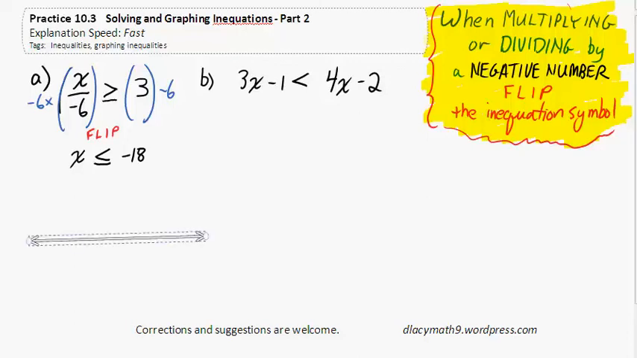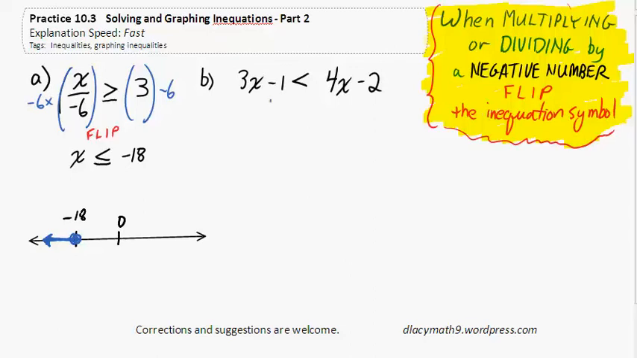The graph is quite straightforward. 0, somewhere, let's just call that -18. I can do that. I can set the scale anywhere I want. So it's equal to as well as less than, so I fill that bubble in and set that to head towards -infinity. Done.